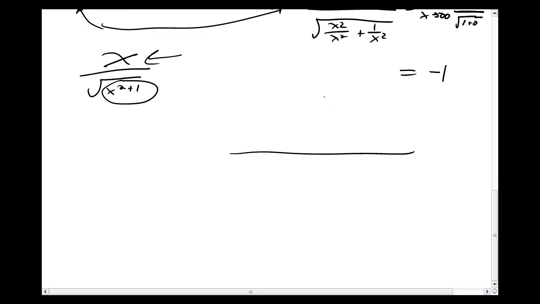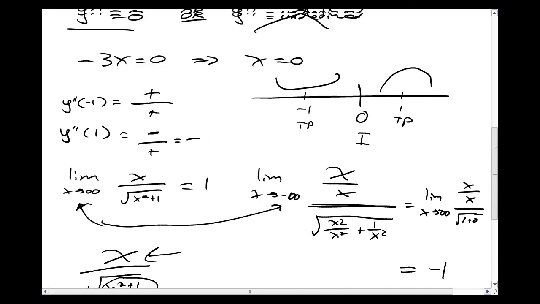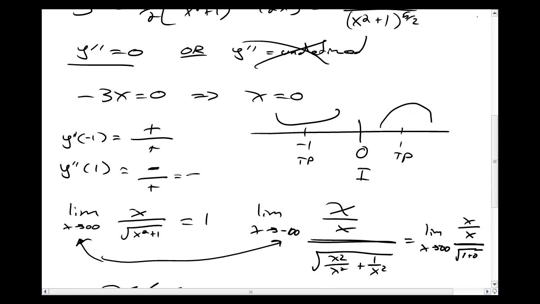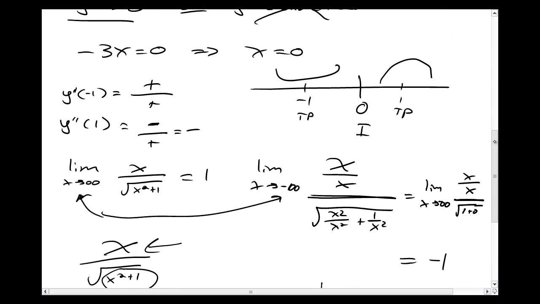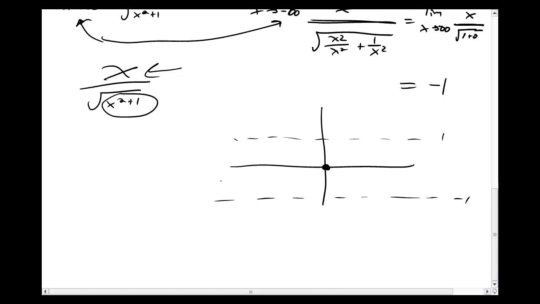So, to draw my graph, I'm going to have a horizontal asymptote at 1. I'm going to have a horizontal asymptote at negative 1. One of my points is the point 0, 0. This is my inflection point that I discovered up here. To the left of 0, 0, I'm concave up, and I'm increasing. And to the right of it, I'm concave down and still increasing. So this is going to be my final picture of my graph here.